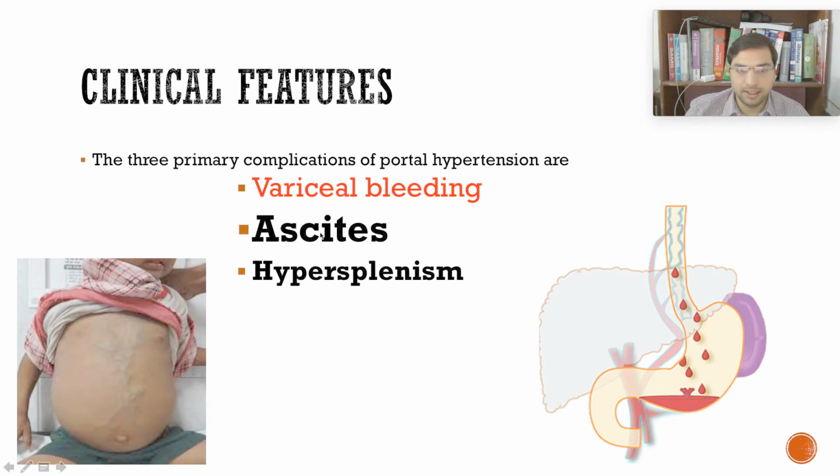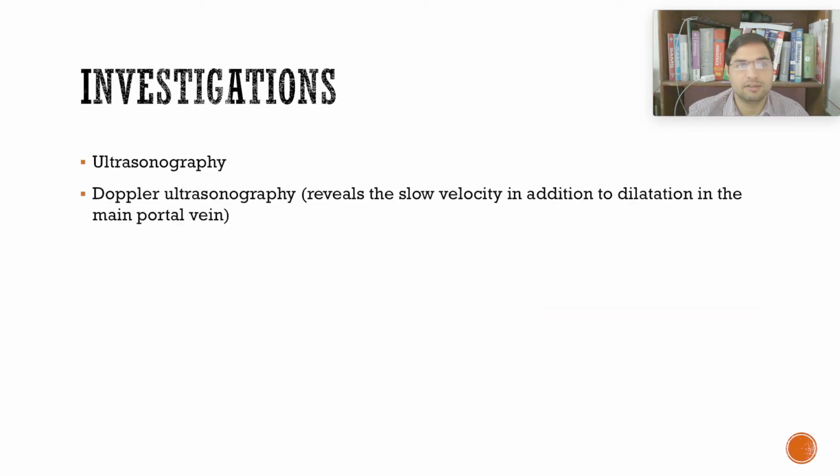Second is ascites. Because portal hypertension is there, there will be a backflow of blood and congestion of blood in the portal vein, and that congestion will lead to the oozing of fluid into the peritoneal cavity, and the excessive fluid in the peritoneal cavity will cause ascites. We will talk about this ascites later, in the coming slides. So the patient will end up with ascites. And third is hypersplenism. The spleen will be increased in size. So these are the three main clinical features.